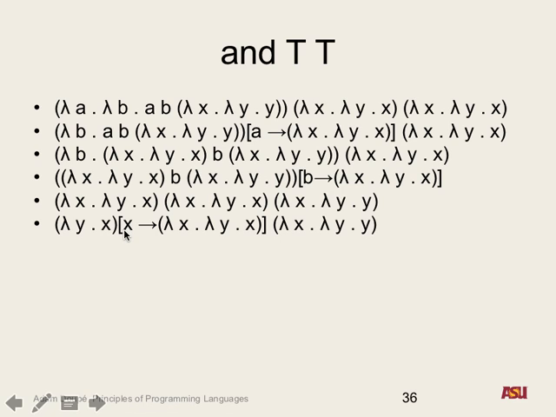Right? So we're going to use our substitution operator. We're going to substitute every free x in here with this expression. Once again, there are no free variables here, so we don't have to worry about renaming. Right? Why is that? Because we have a lambda y here and a lambda y here. Isn't this going to cause problems?